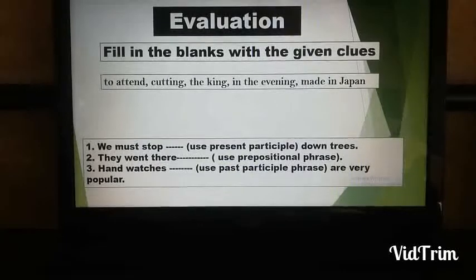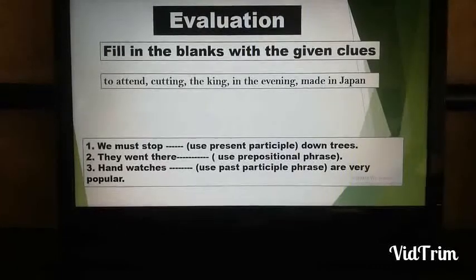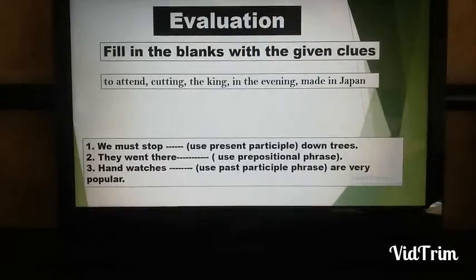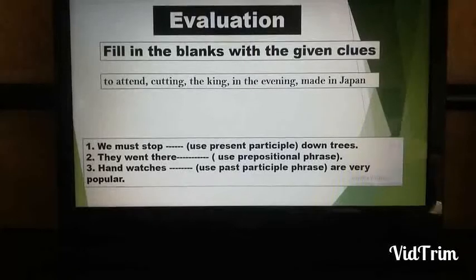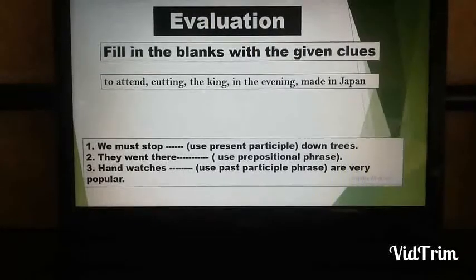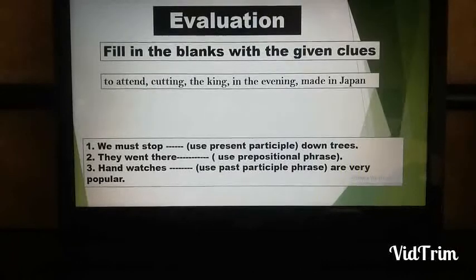Here are the sentences that you have to fill up. We must stop down trees. You can understand, as we are getting trees, we must stop. The word must be cut. But in the present form, the example is given here, cutting. So it can fill up, it can follow the orders also. Use present participle. We are getting only one present participle here, cutting. The word would be here, cutting.